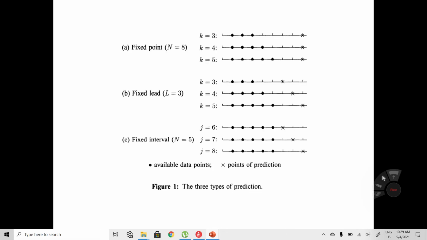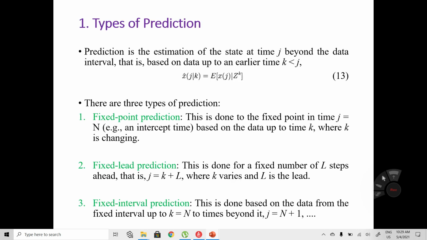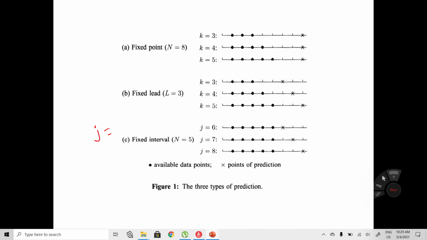And what is the fixed interval n? Suppose the fixed interval length n is equal to 5. Now what will j be? j will be k plus n. In the earlier case, j equals k plus L. In this case, j equals k plus n.